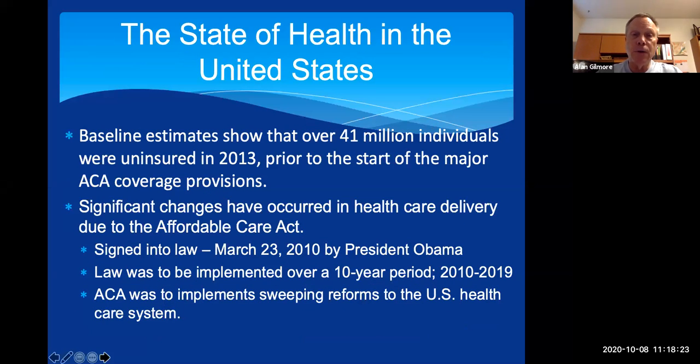Baseline estimates show that over 41 million individuals were uninsured in 2013 prior to the start of the major Affordable Care Act coverage provisions. But significant changes have occurred in healthcare delivery due to the Affordable Care Act. First of all, it was signed into law on March 23rd, 2010 by President Barack Obama. The law was to be implemented over a 10-year period. So the implementation period actually concluded last year. And the Affordable Care Act was to implement sweeping reforms to the US healthcare system.